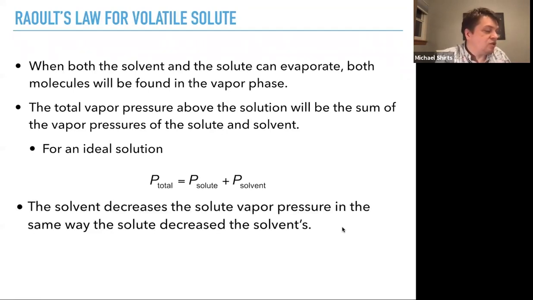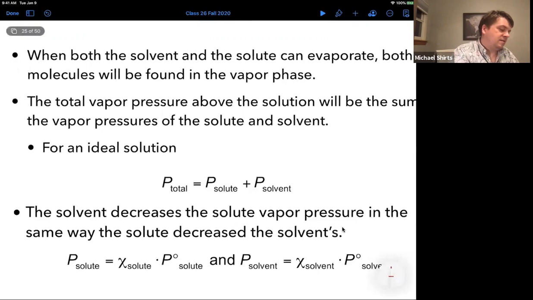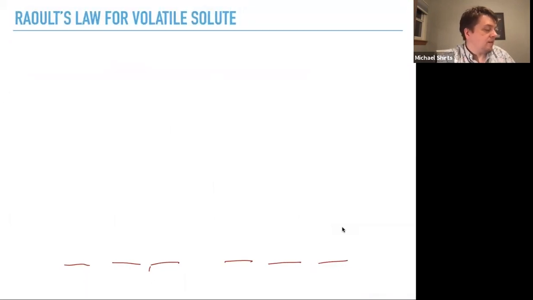So the solvent decreases the solute's vapor pressure in the same way the solute decreases the solvent. That's why, when it comes down to it, what's the minor component and what's the major component doesn't really matter. They're all interacting with each other. So what we'd see is the vapor pressure of the solute is mole fraction solute times the partial pressure of the pure solute, and the partial pressure of the solvent is mole fraction solvent times pure partial pressure solvent. Okay.